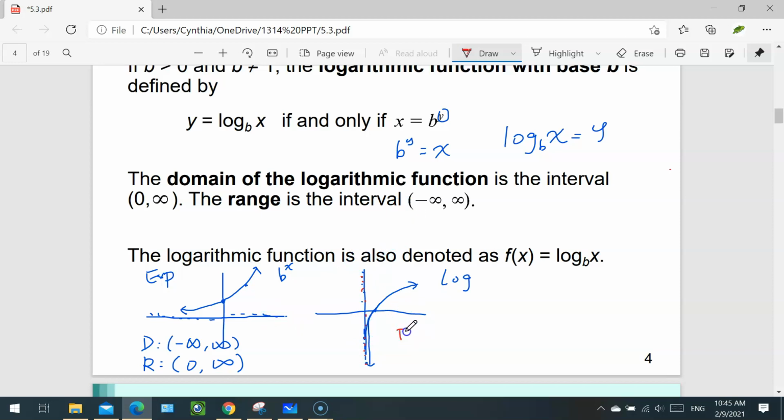The domain of your logarithm function is the range of the exponential function. So the domain is from 0 going to infinity. It never crosses the vertical asymptote unless it is translated. The range of your logarithm function is the domain of the exponential function. So the range of the logarithm is negative infinity up to positive infinity.